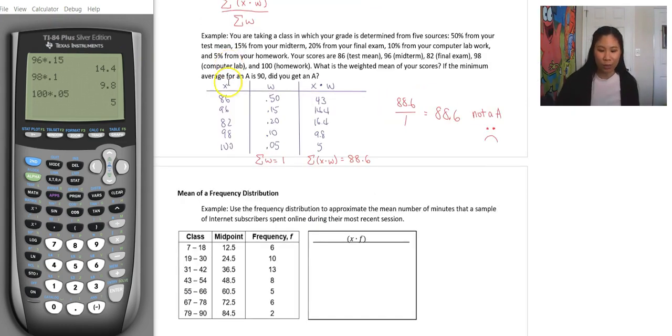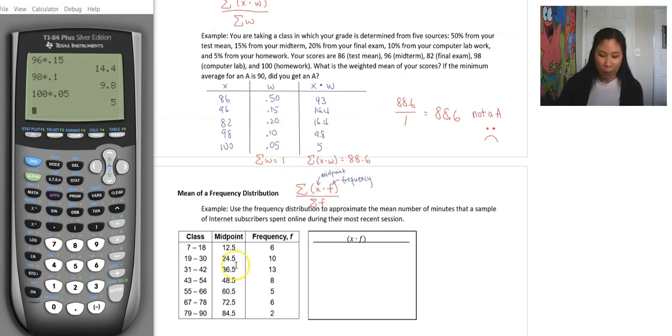Another measure of central tendency that we want to be able to find is the mean of a frequency distribution. In section 1, we talked about frequency distributions. This is where we made the table with our class limits and the midpoints and the frequencies, all that good stuff. So if you're given one of those, we also want to be able to find the mean of it. The formula is similar to the one we had for the weighted mean, except instead of x times w, we have x times f, where f is the frequency and x is the midpoint.